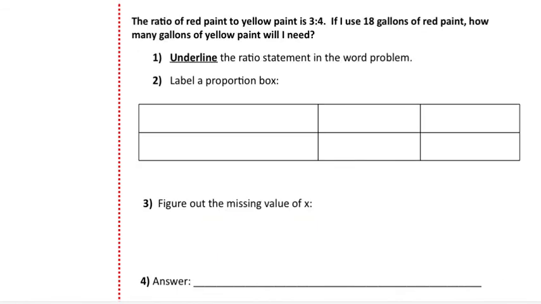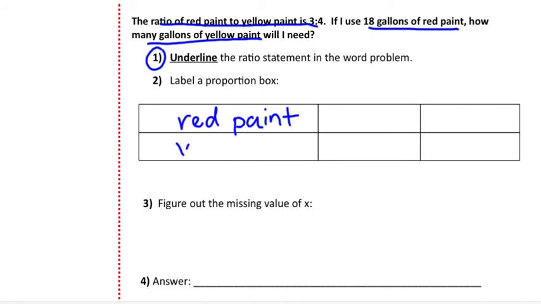Here's our next question. The ratio of red paint to yellow paint is 3 to 4. We're going to underline that ratio statement. It's a ratio problem. If I use 18 gallons of red paint, how many gallons of yellow paint will I need? So I underlined the ratio statement, and now I need to label my proportion box. So if I go back to the ratio statement, I am comparing red paint to yellow paint.